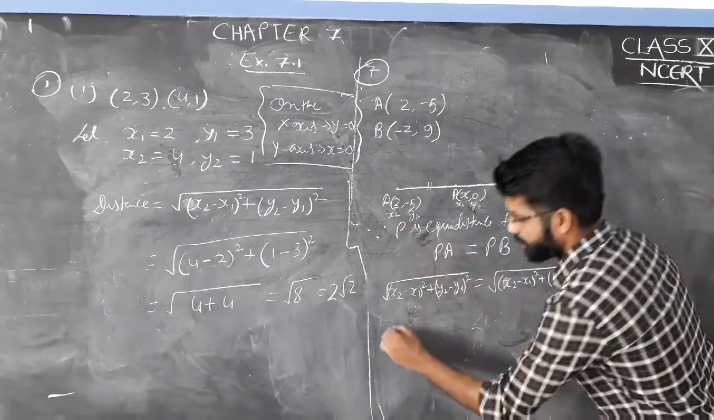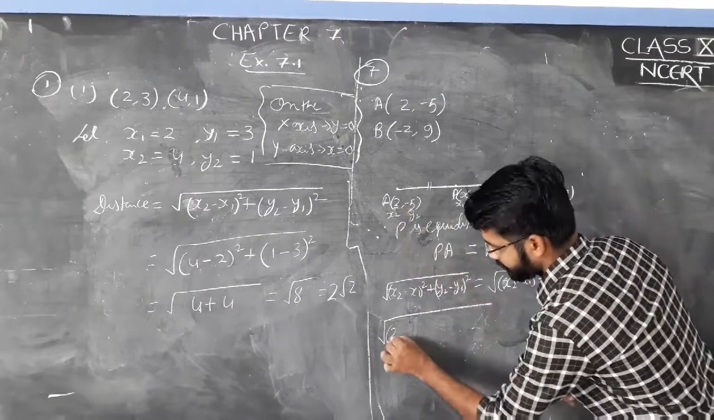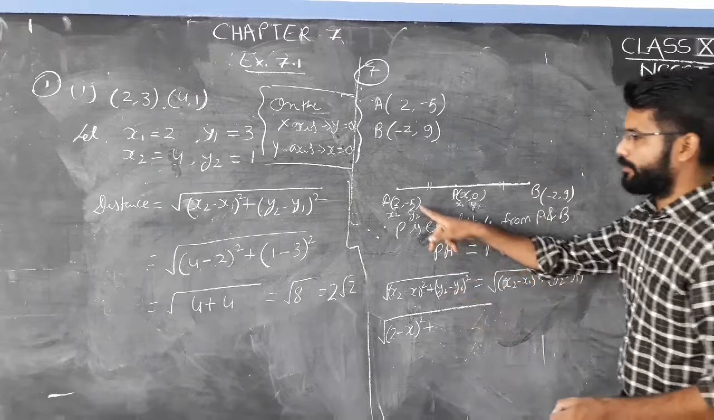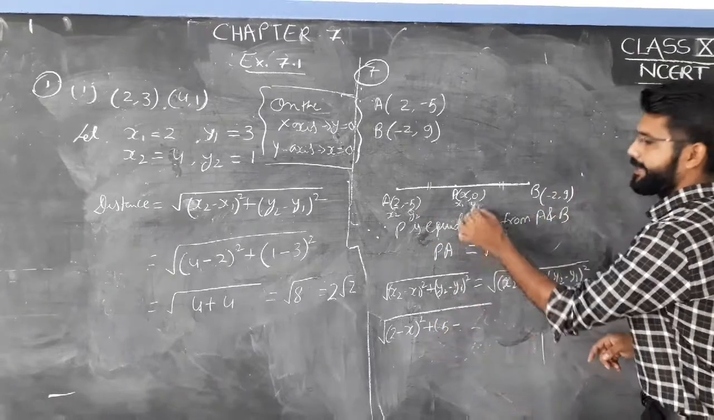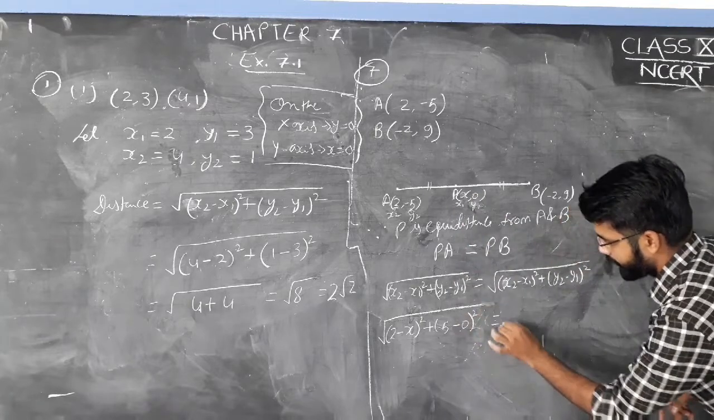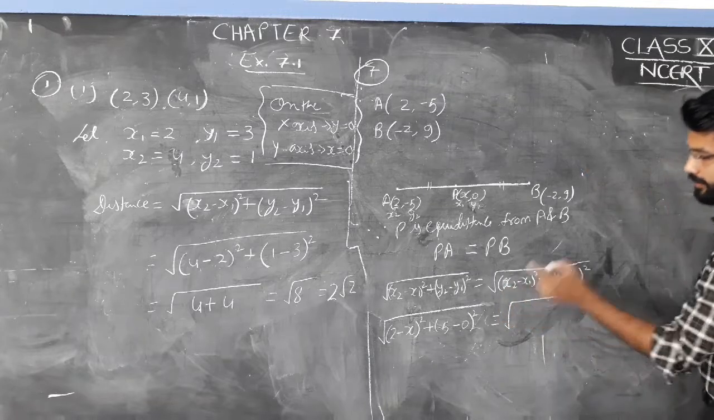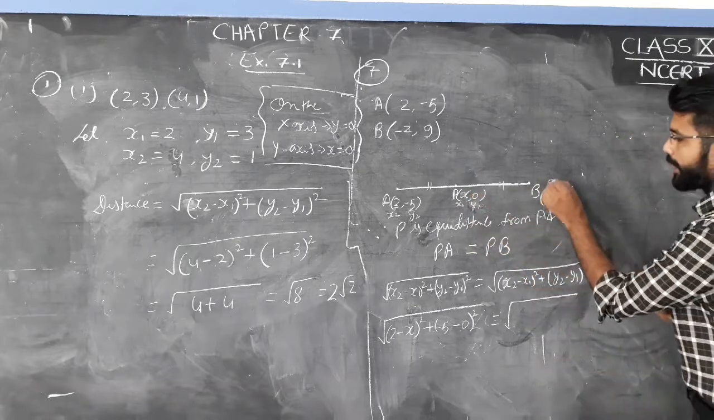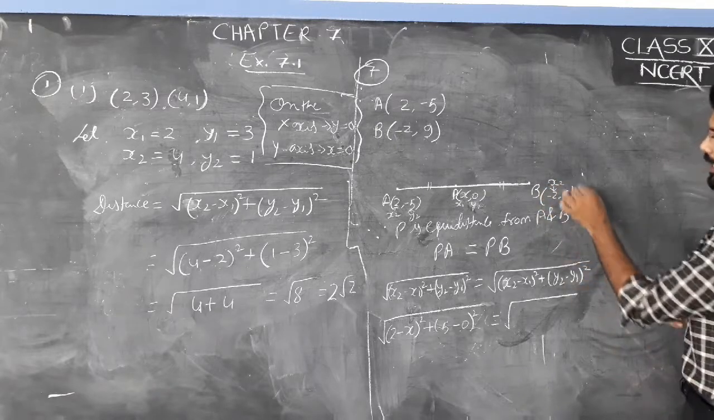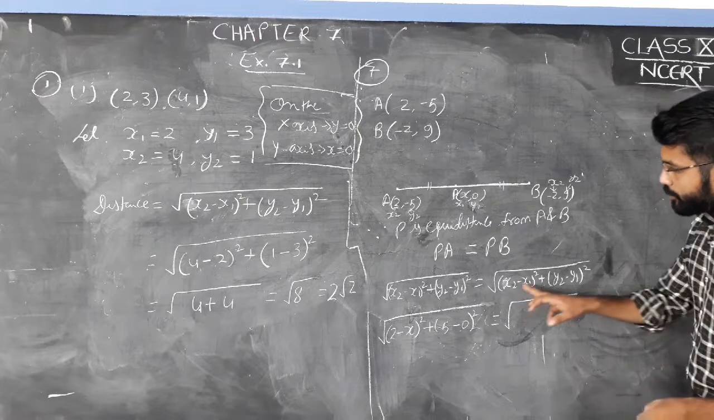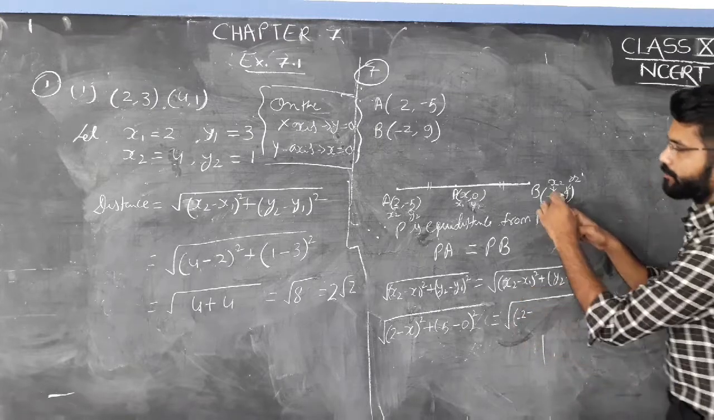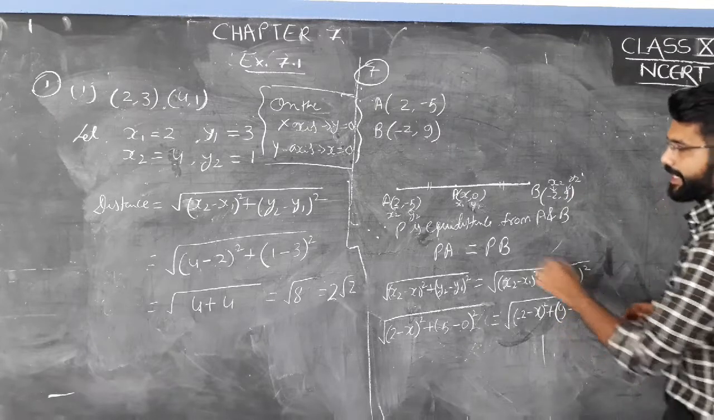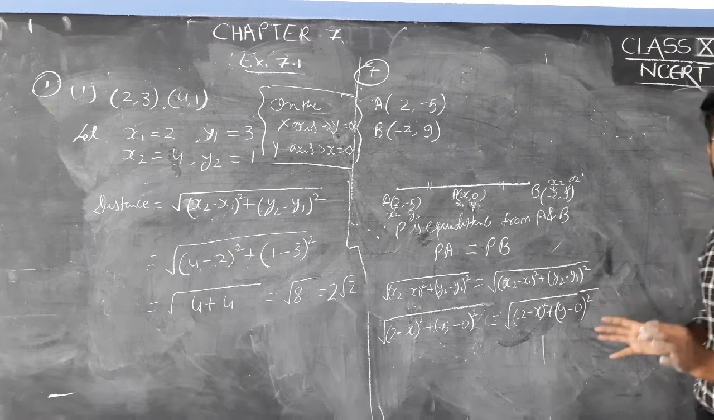So x2 minus x1 is 2 minus x, whole square, plus y2 minus y1, which is -5 minus 0, square, equals the expression for PB. For PB, same thing: x1 is x, y1 is 0, x2 is -2, and y2 is 9. So (-2 minus x) whole square plus (9 minus 0) square. Is it clear?